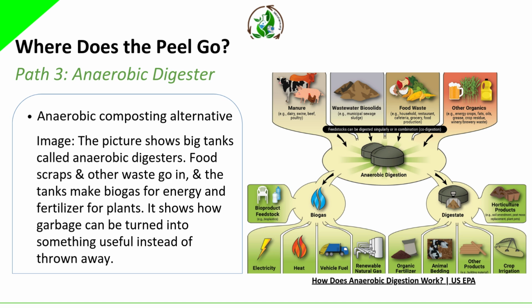On a larger scale, we have anaerobic digesters. These sealed systems take in manure, food waste, and other organics and break them down without oxygen. The process produces 2 major outputs: biogas and digestate. The biogas can be converted into electricity, heat, vehicle fuel, or renewable natural gas. The digestate can be used as fertilizer, animal bedding, or even horticultural products like soil amendments.